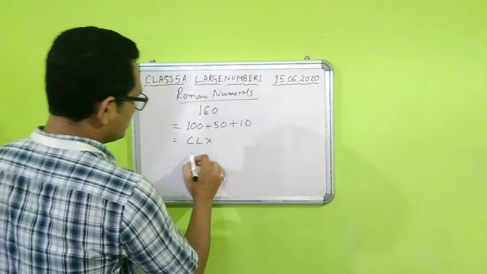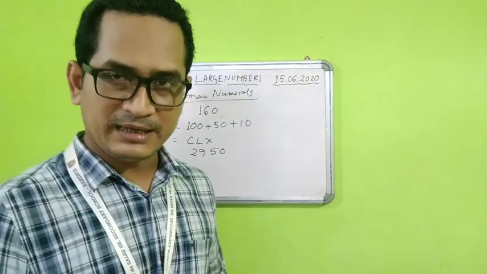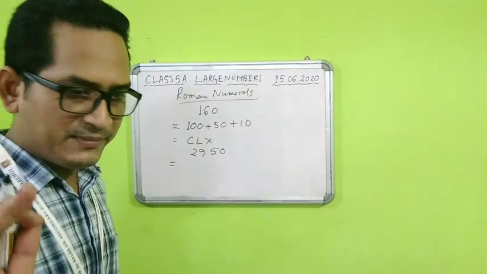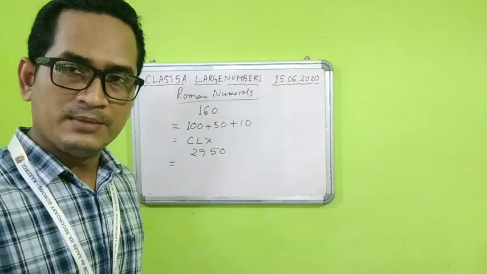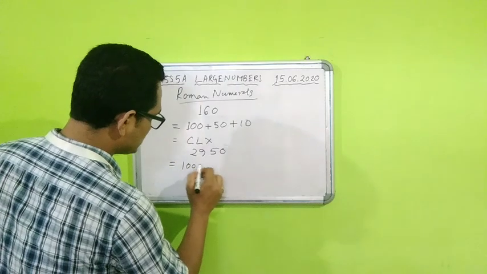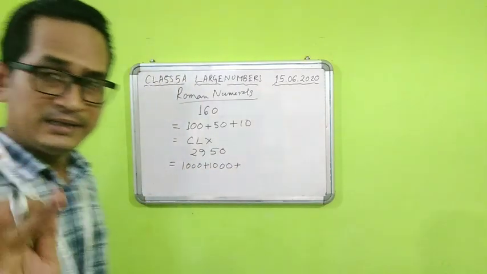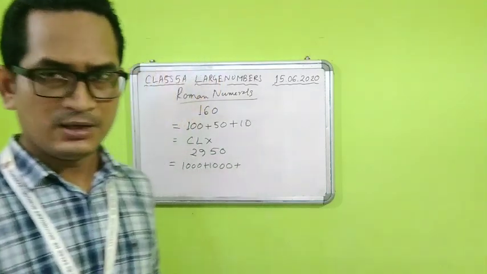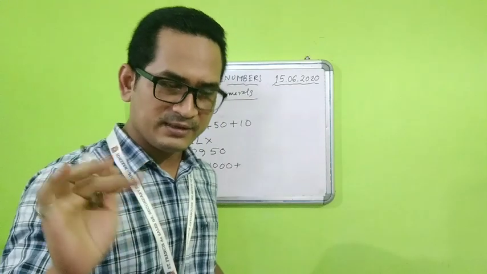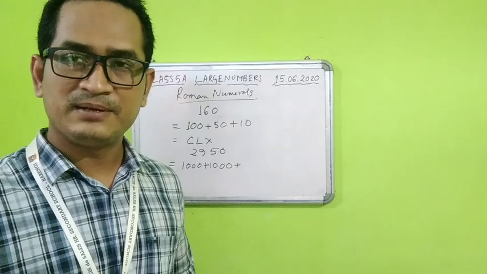Then the next is 2950. Now 2950, how will I break it? Students, do we have any symbol for 2000? We do not, but we have a symbol for 1000, that is M. So we have to break this as 1000 plus 1000, which will give you 2000. Fine. 900, do we have any symbol for 900? We do not have any symbol for 900. We have a symbol for 500. So if I have to, then we have to do one thing, that is 500 plus 400.